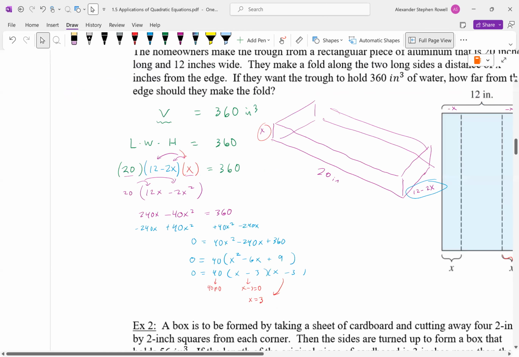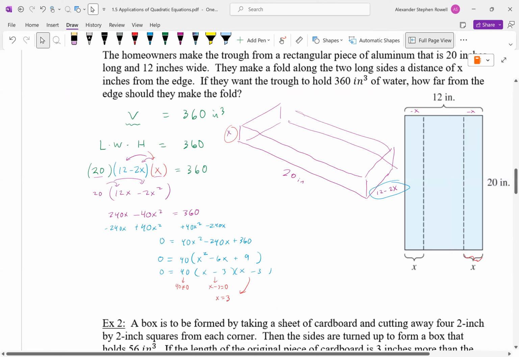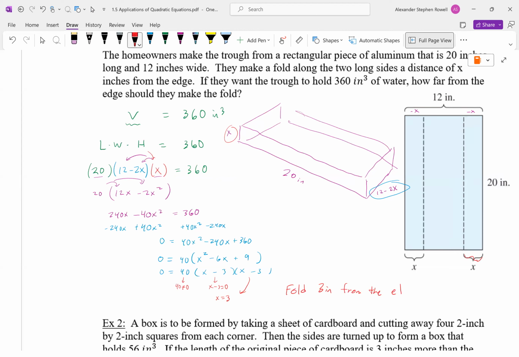What was the question asking for? How far from the edge should we make the fold? So let's fold this 3 inches from the edges. Any questions about this?